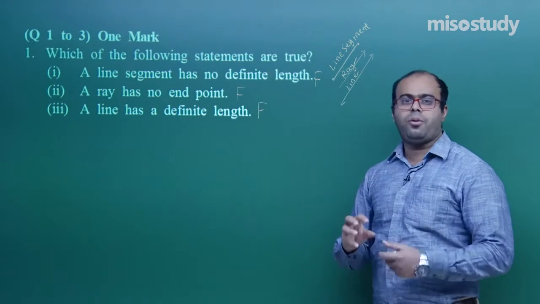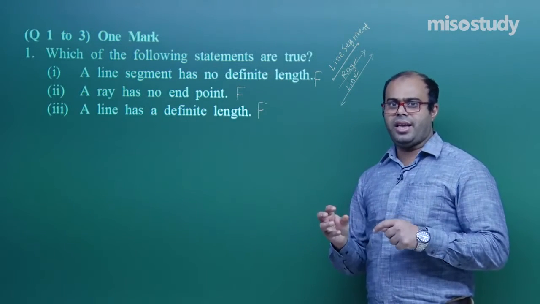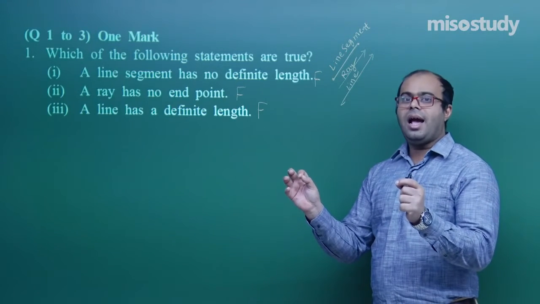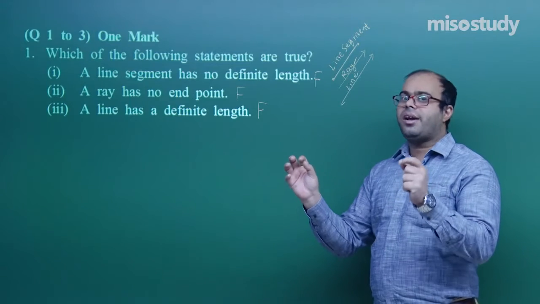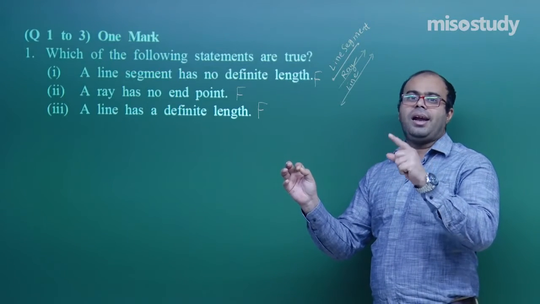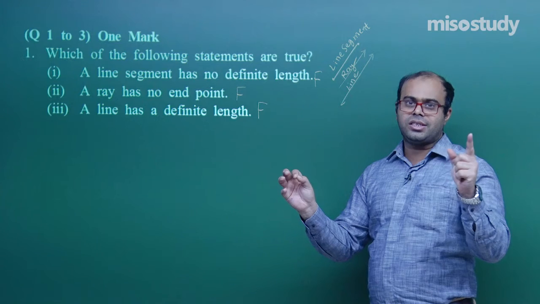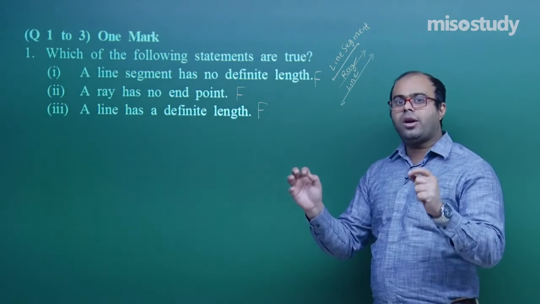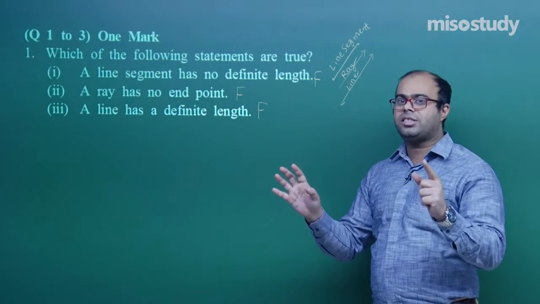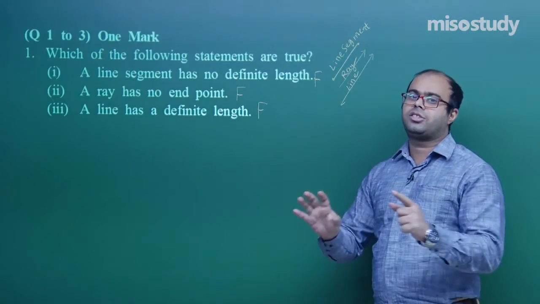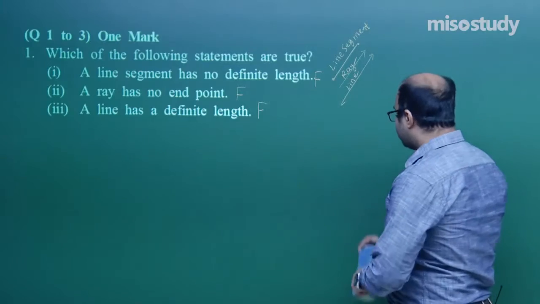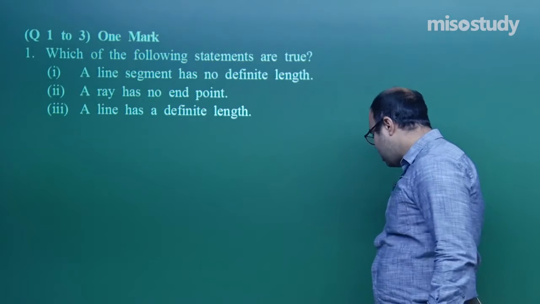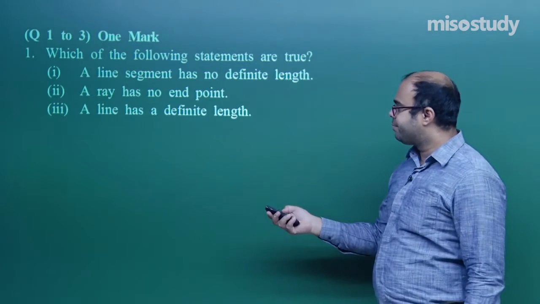So, we should have a proper understanding of line segment, ray and line. A line segment has a starting and an end point, and it has a definite length. A ray has a starting point and it extends to infinity on the other side, and it does not have a definite length. A line does not have a starting and an end point, it extends to infinity on both sides, and it does not have a definite length. So, this is a 1 mark question. We need a proper understanding of all the 3 things which we have studied.